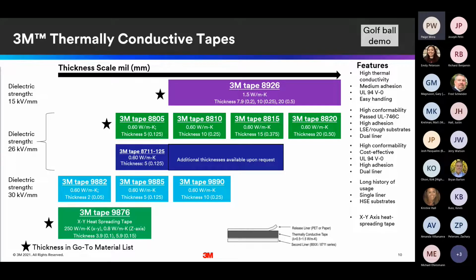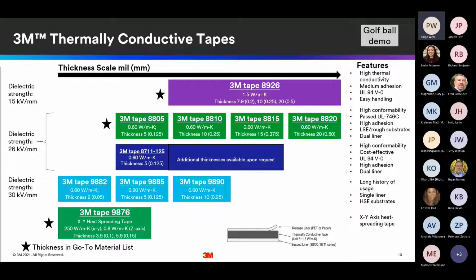And the black stars are products with thicknesses on our go-to material list. That means that you can get them faster. They've got a low MOQ, short lead time, and samples available, because we really want to make it as easy as possible for you to find the right material, prototype it, and then when you're ready to ramp up, get that order in. So we're going to focus on the go-to materials. That'll be the 8926 series at the top, and then the 8805 or 8800 series right below it.